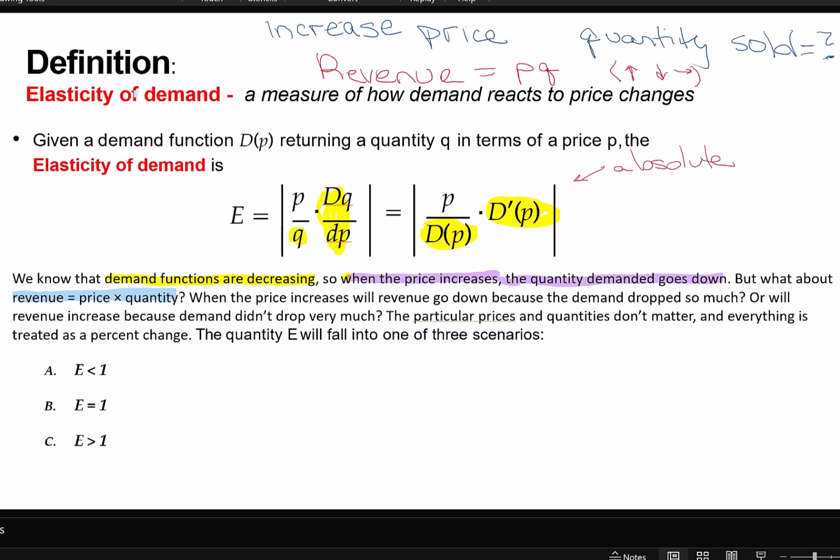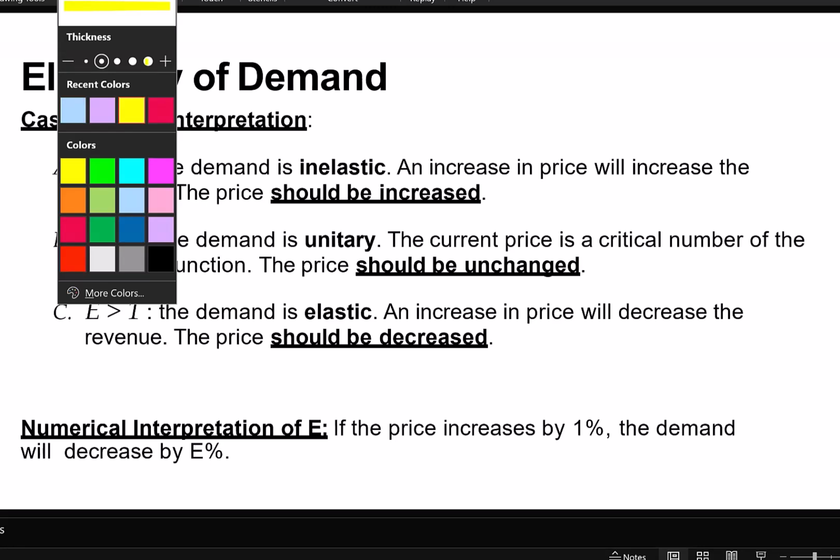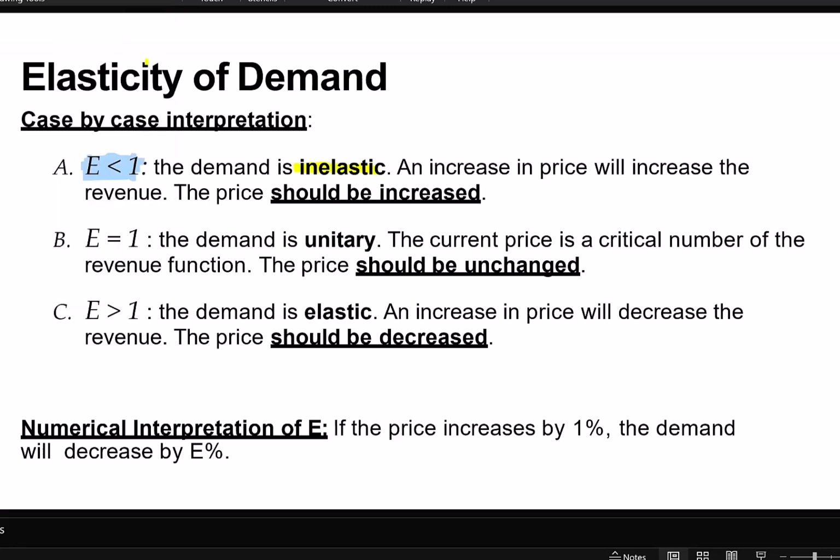The quantity E will fall into one of these three scenarios. It will either be less than 1, equal to 1, or greater than 1. When the elasticity is less than 1, we call that an inelastic demand. An increase in price will increase the revenue. So the price should be increased.